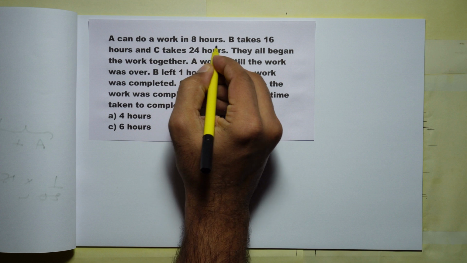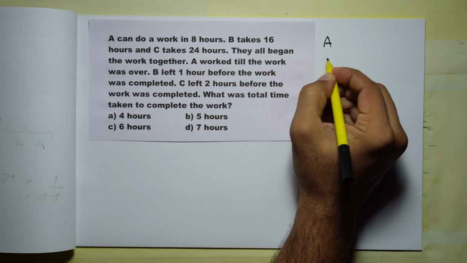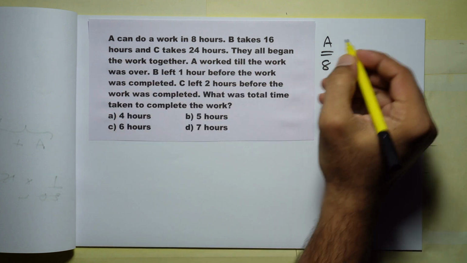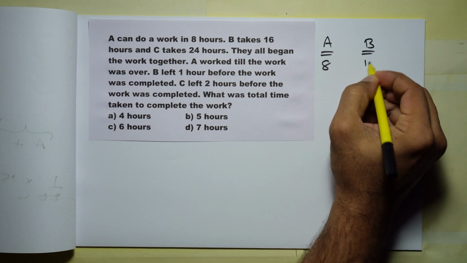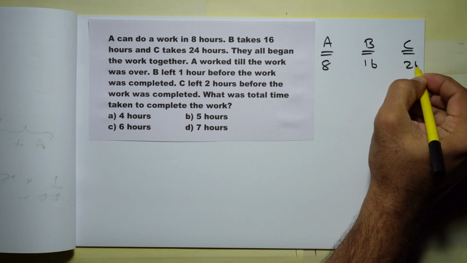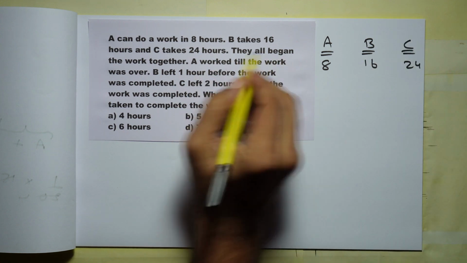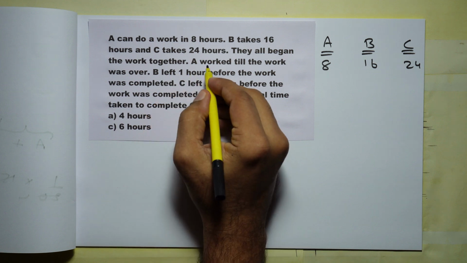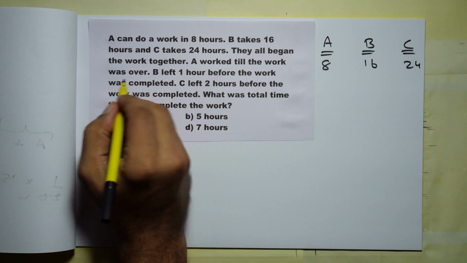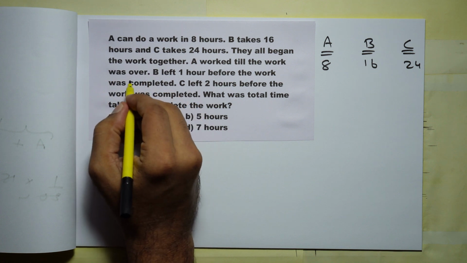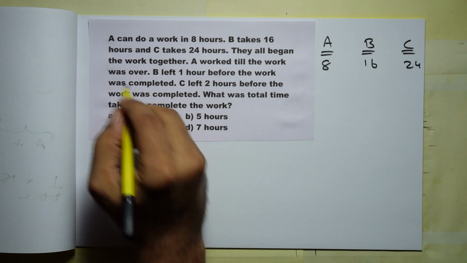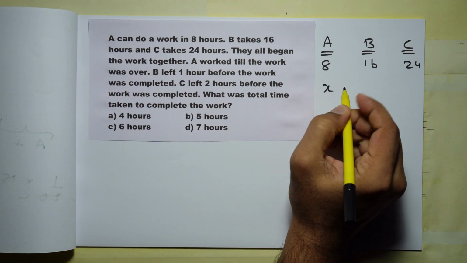A can do a work in 8 hours. B takes 16 hours, and C takes 24 hours. They all began the work together. A worked till the work was over. So we will assume that the total time taken was X hours. So A worked for the full X hours.